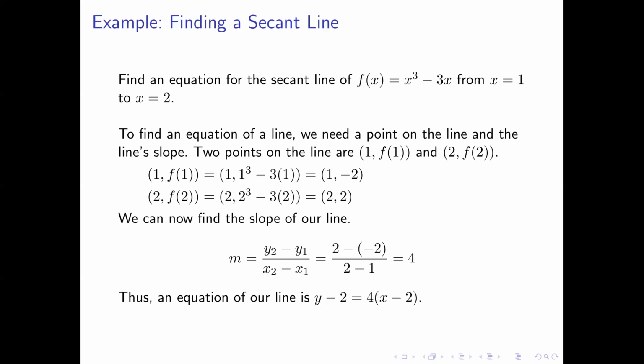We can then write an equation for our line in point slope form. I'm just going to use the second point we found, the point (2, 2). We know the slope is 4, and so we get this equation for our line: y minus 2 equals 4 times x minus 2. There are other equations we could write for the same line, but this one does the job. So there we go. That is an equation for the secant line of our function from where x equals 1 to where x equals 2.